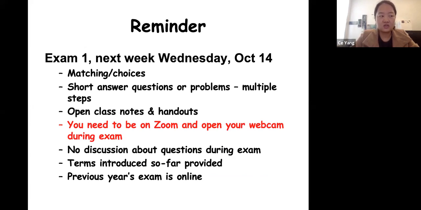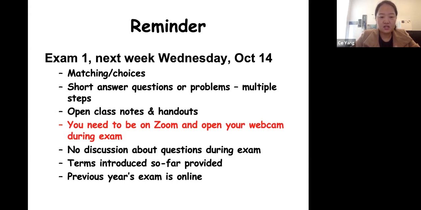So we will have very similar question types in the exam. And the exam will be open class notes and handouts. And since we are going to use Zoom Live, you are required to log in to Zoom and open your webcam during the exam. And there's no discussion allowed about the questions during the exam.